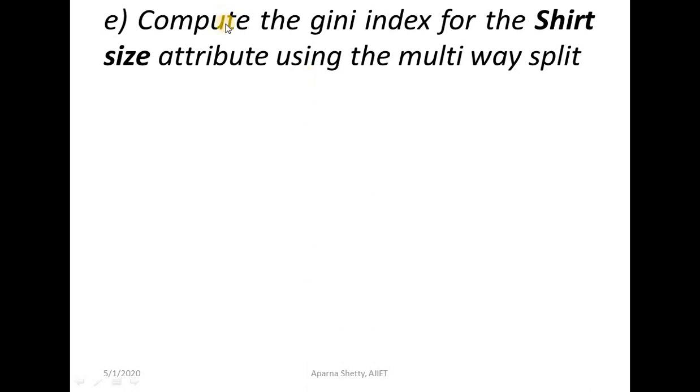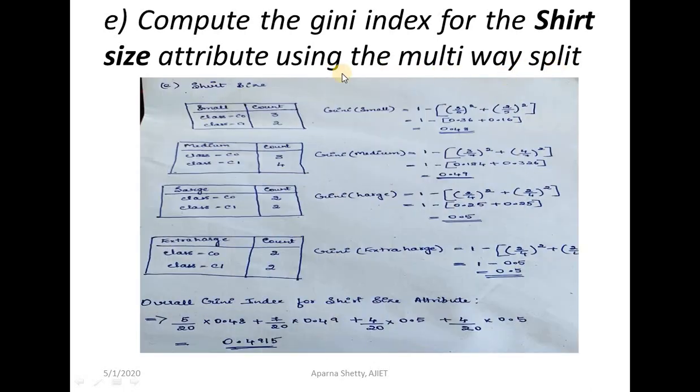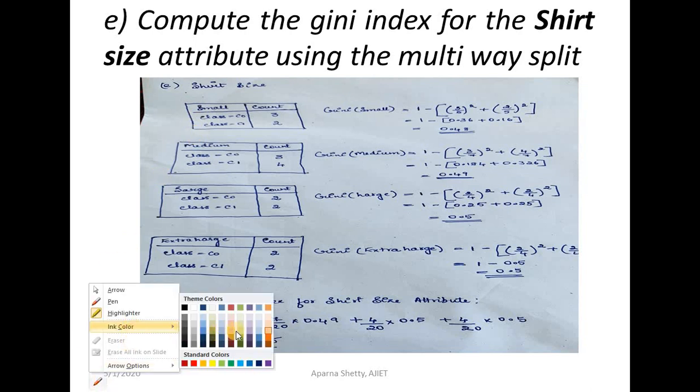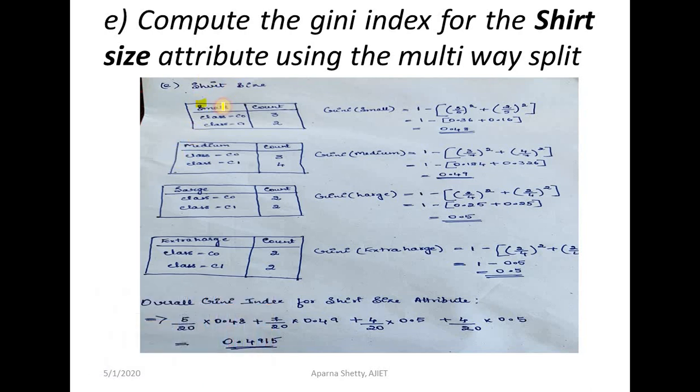E. They have asked, compute the Gini index for the shirt size attribute using the multi-way split. For shirt size attribute there are 4 values, right? Small, medium, large, extra large. Correct? So there are 4 values. Now for class 0 and class 1, count the number of shirt size small that belongs to class 0 and shirt size small that belongs to class 1.